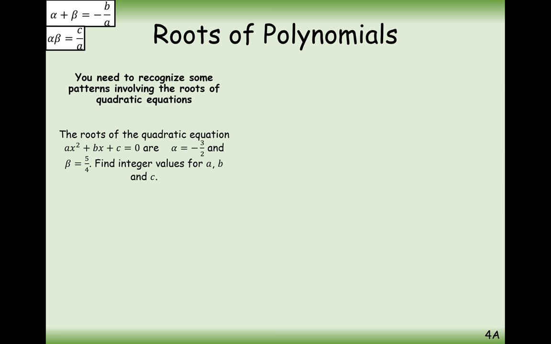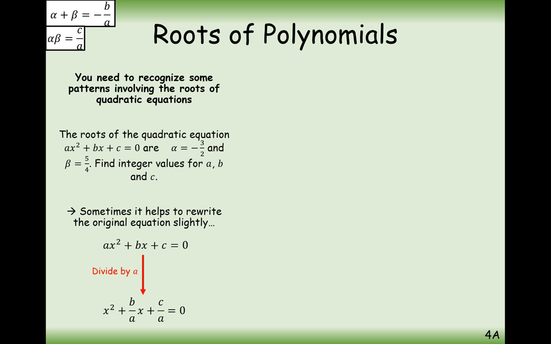Okay. This question here is asked in the reverse order. So here we're not given the coefficients of the quadratic, we're just given the roots, and we're given minus 3 over 2 and 5 over 4. And we're asked to now work our way backwards to find the coefficients of the quadratic.